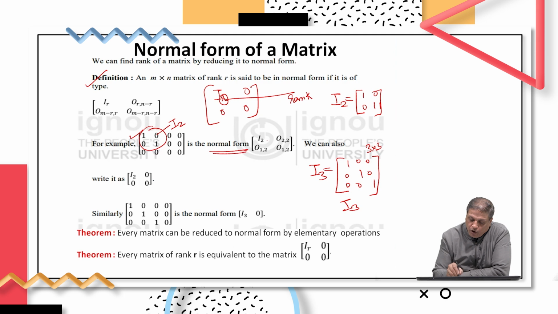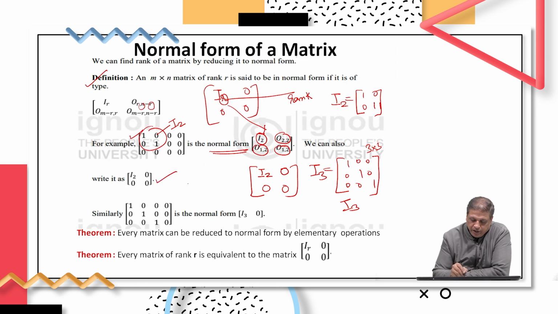So, the normal form will be written in this format, that is I R, because the rank is R, over I R, and all other values are 0. Here R is in fact the rank and N is the number of columns. So, you find that this is the normal form.